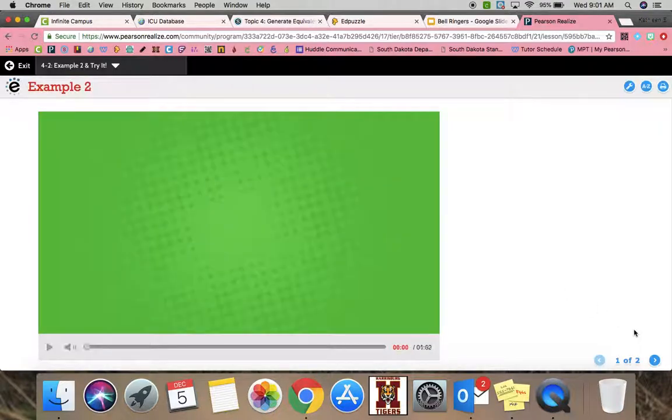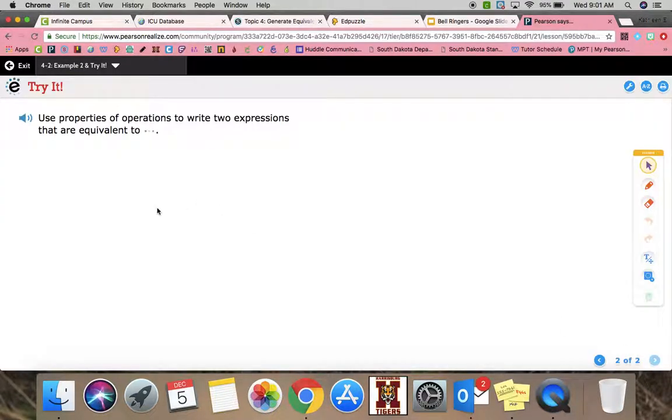So if I switch to another example here, I'm going to skip over that one, I think it has a video. This one says use properties of operations to write two expressions that are equivalent to 3/4 n plus 8 plus 1/3 z. I'm not trying to solve anything. I'm just trying to write an equation that means the same thing. So when I look right away, I see parentheses, so I'm going to think distributive.